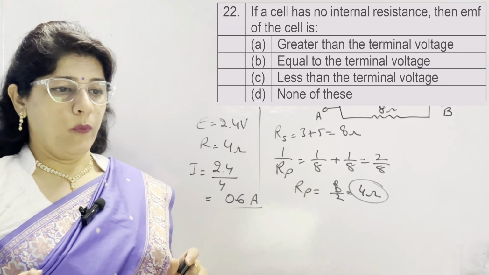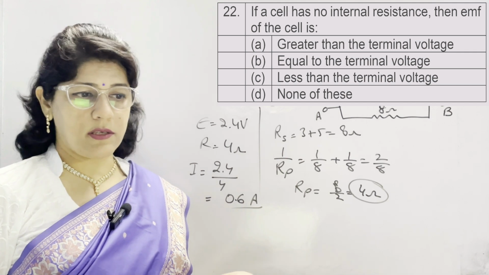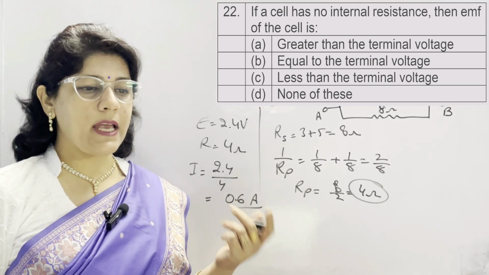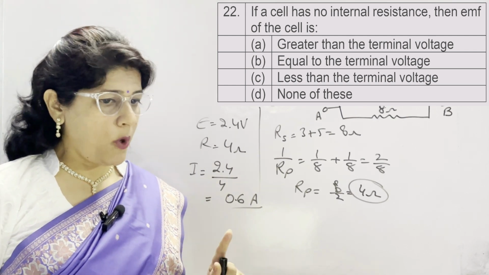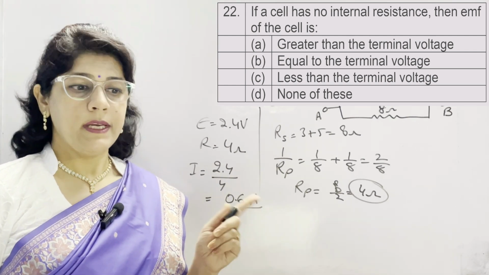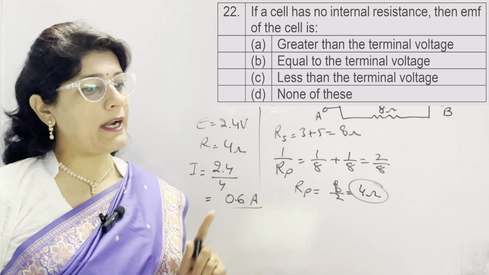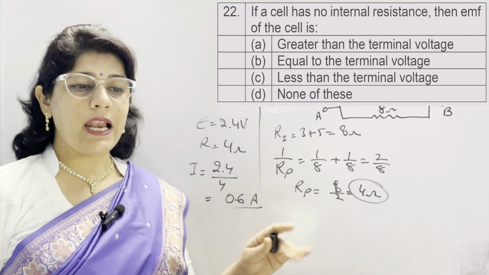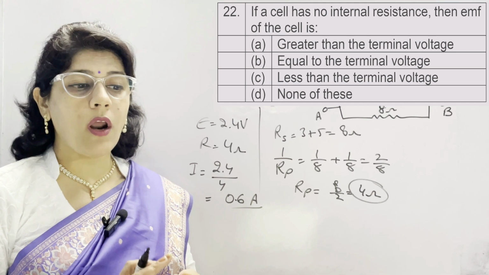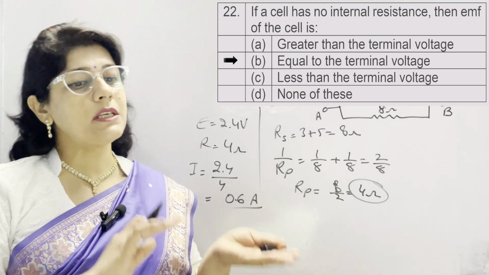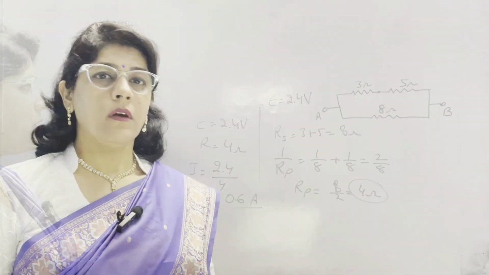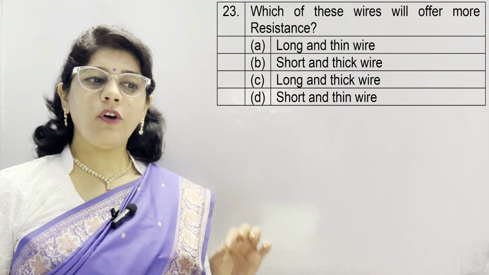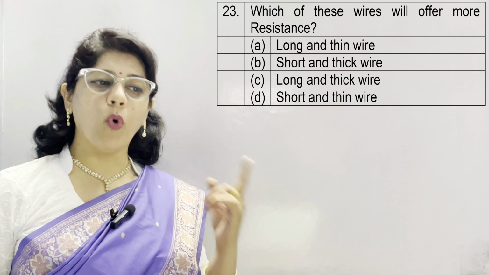Question number 22. If a cell has no internal resistance, then EMF of the cell is A option, greater than the terminal voltage, B option, equal to the terminal voltage, C, less than the terminal voltage, and D, none of these. If a cell has no internal resistance small r, then EMF is equal to the terminal voltage. So B is equal to terminal voltage.